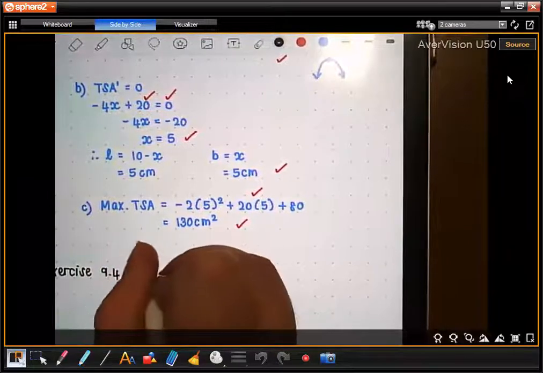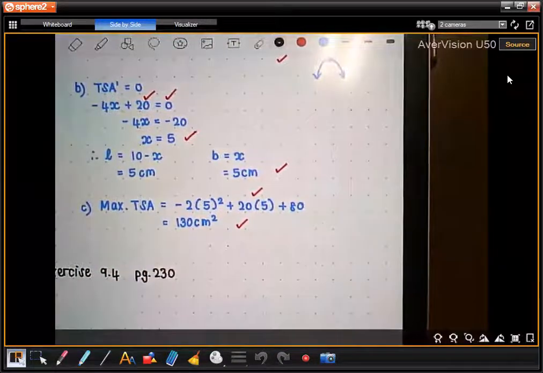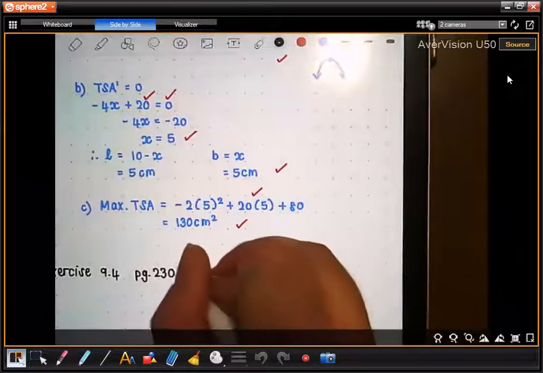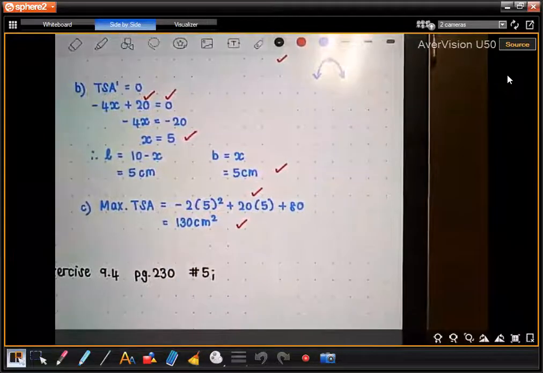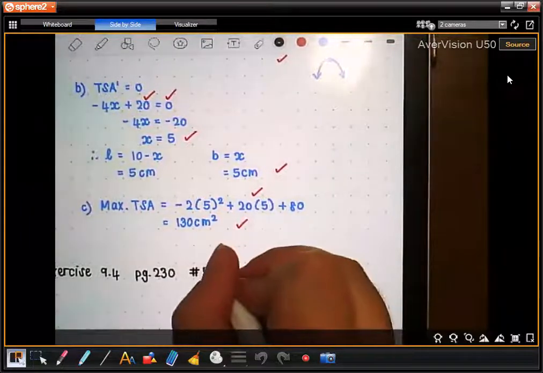On page 230. It starts on page 230, but the questions that I want you to do are numbers 5, and then on the next page, if you turn the page, 30.